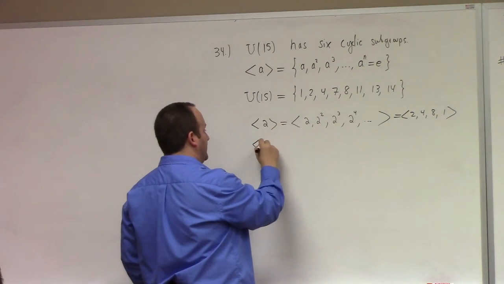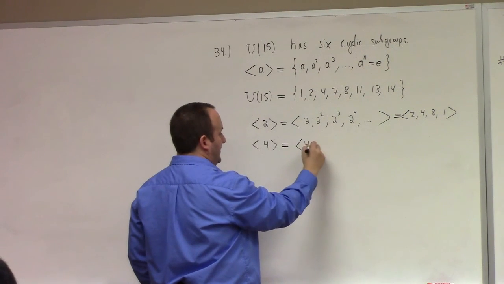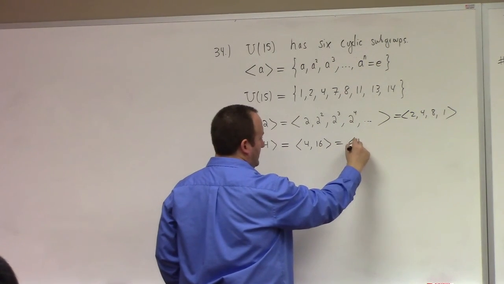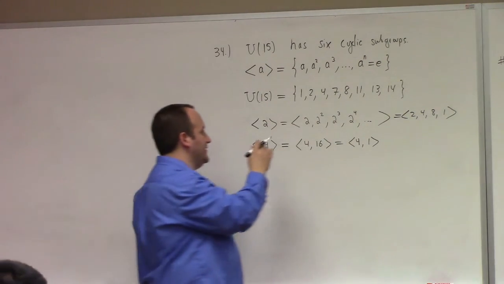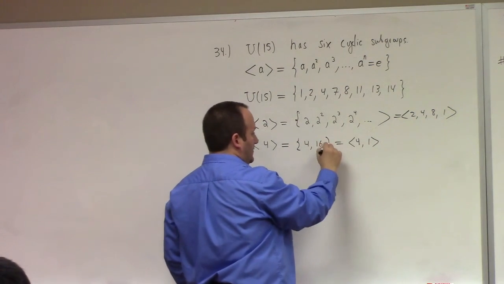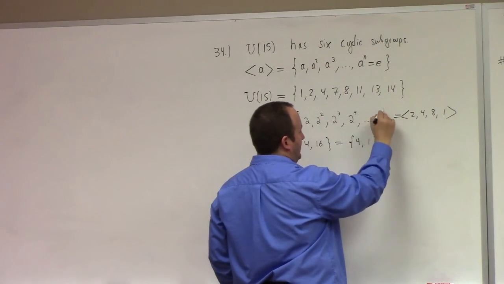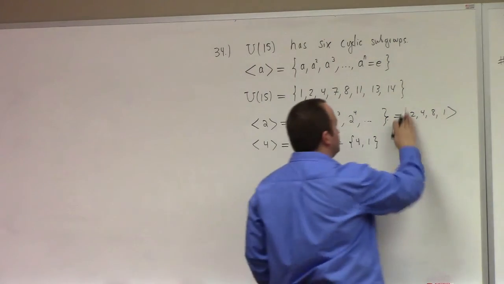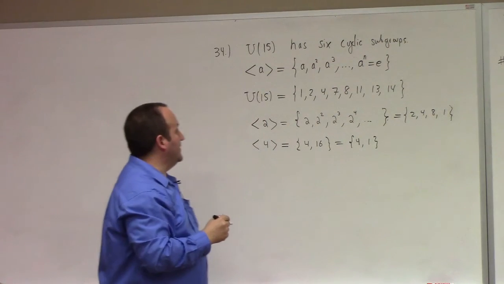Let's see here. What happens if we use 4? We get 4, and then we get 16, but that's really just 4 and 1, right? And I'm sorry, I really shouldn't use this notation here. I should use curly brackets. My bad. The angle bracket has a technical meaning, which is to do this in the multiplicative context. These are subgroups of U15.